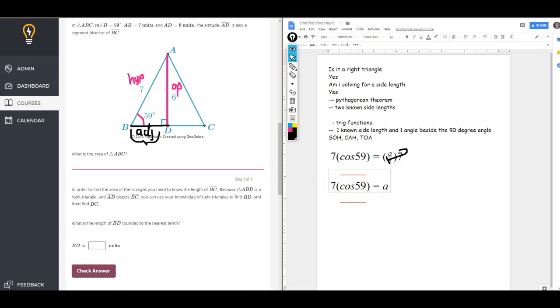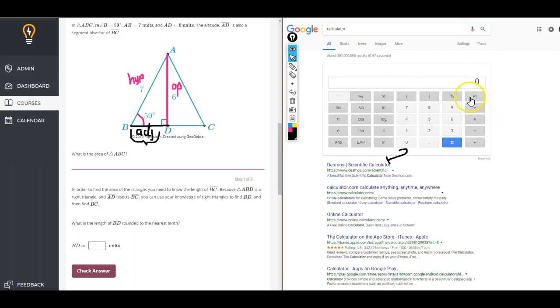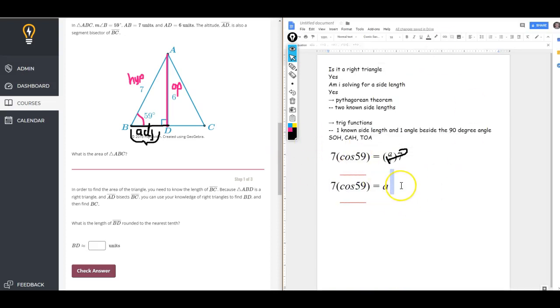So I would use my calculator and type in 7 cosine of 59 degrees and make sure I'm in degrees. So that's 3.605. So this side length is equal to 3.605. It says rounded to the nearest tenth, so I go to the hundredths place, that's a 0, so rounded to the nearest tenth is 3.6.